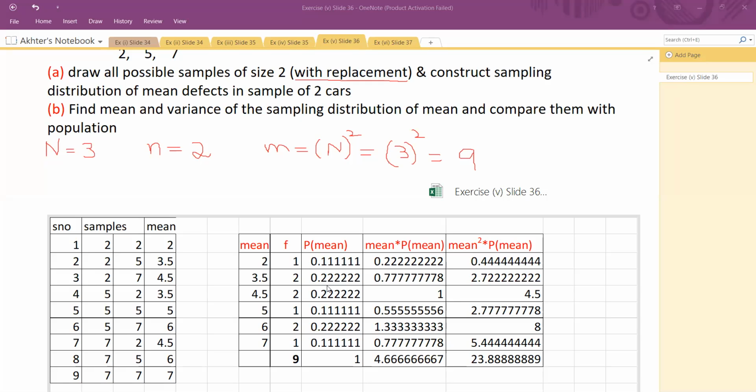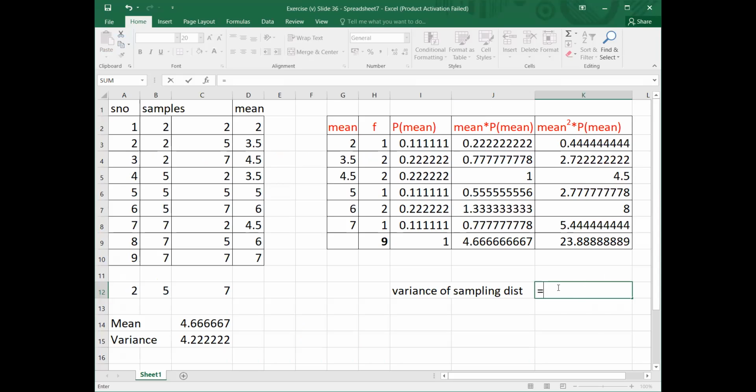Variance of sampling distribution. This is equal to, I'm using a formula here. And that formula is this minus the square of this. The square of this can be written as SQR, not SQRT. We have to use this power 2. 2.11 is the value of the variance of the sampling distribution of mean, and the population variance is this.